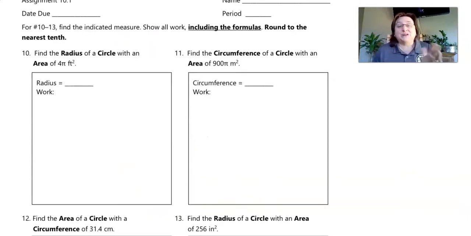On 11 through 13, or 10 through 13 rather, guys, these are a little bit different. So we're going to find the indicated measure, and we're going to show all of our work, including the formulas, ladies and gentlemen. That's not optional. We must write down the formulas. And there's a reason why, because these formulas are going to help us to find what we're looking for.